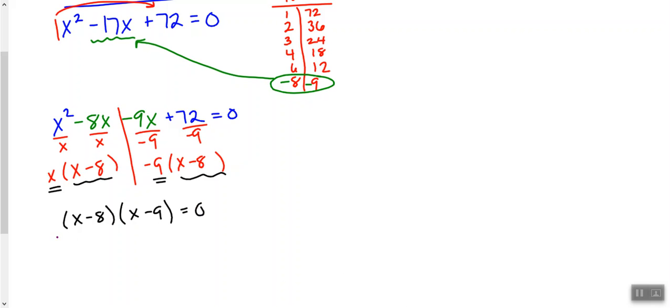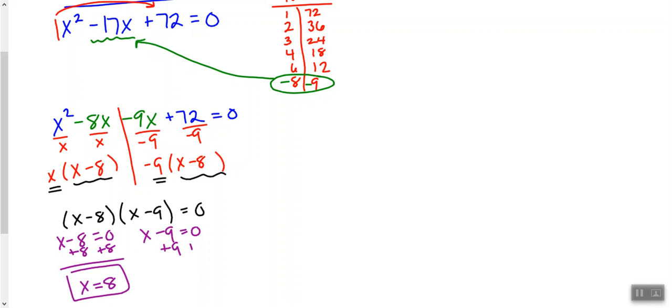So we take each parenthesis, set it equal to 0, and then we solve. So in this first one, I would add 8, and I get x to equal 8. And then add 9, and I get x to equal 9. And there are my two answers for my second problem.